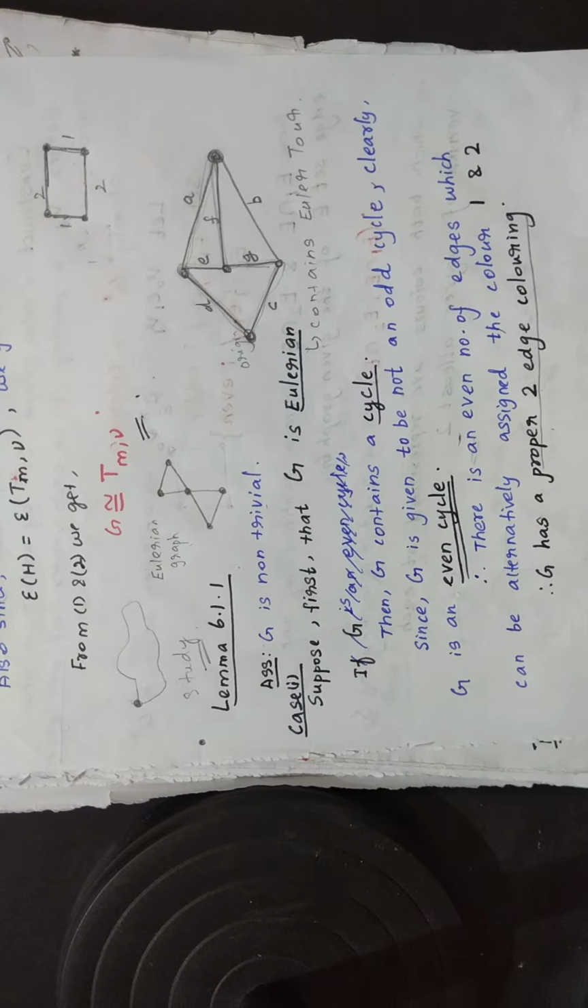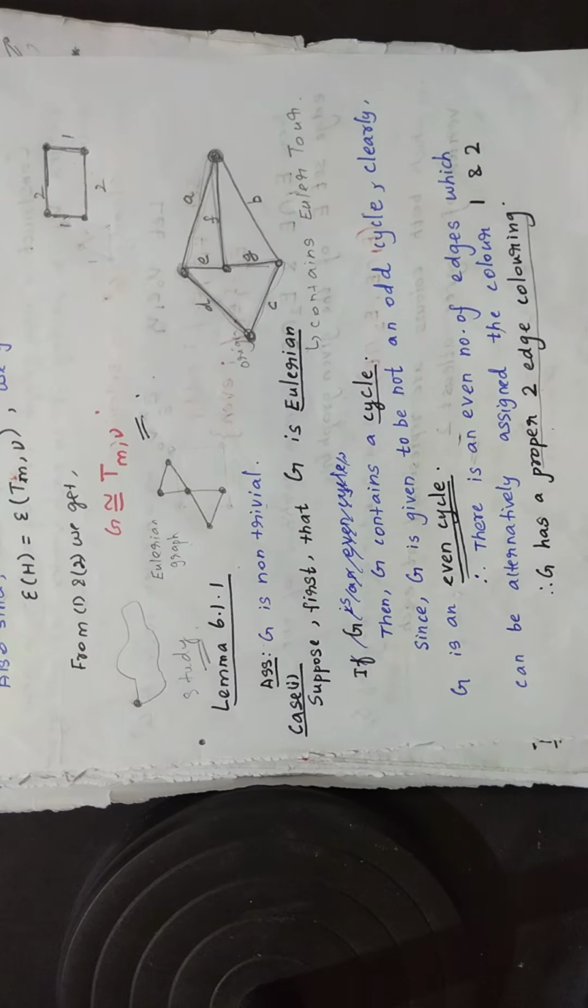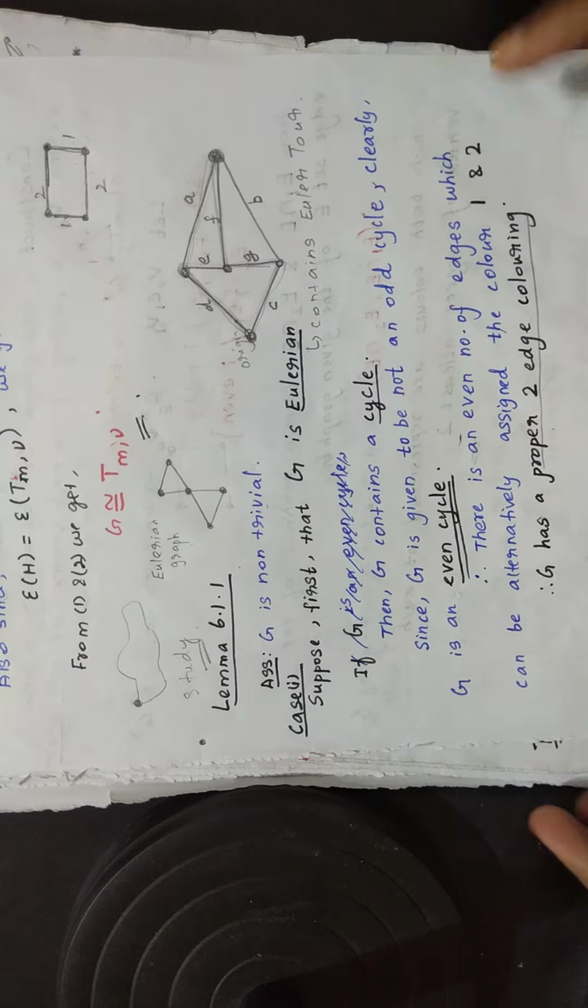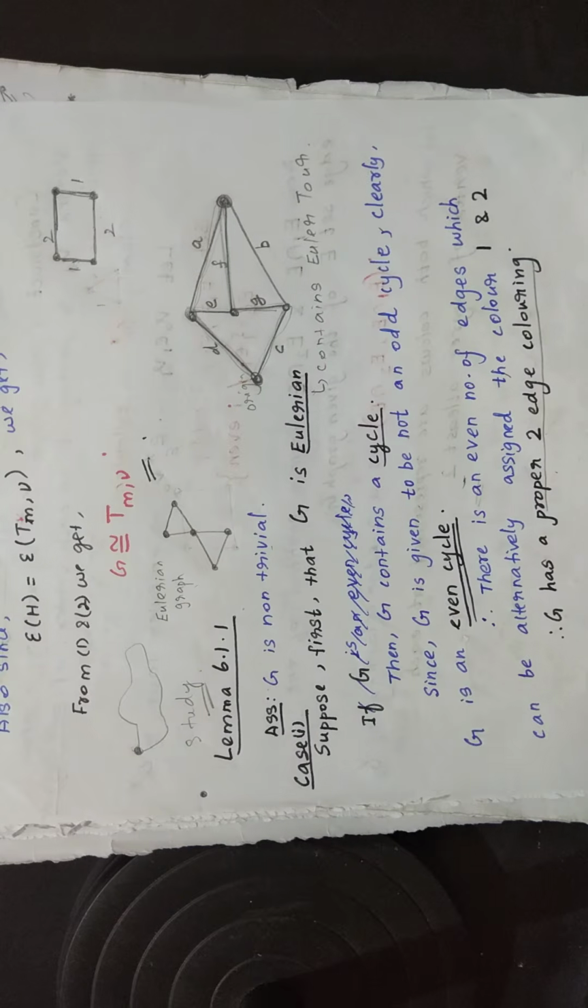Now you are going to prove this with the two cases. In case 1, you will say that G is Eulerian, and in case 2 you will say G is not Eulerian. So when I say Eulerian and not Eulerian, you have to know what Eulerian is, right? I will explain what Eulerian is. The definition is, if you want to say a graph is Eulerian, it should have an Euler tour.